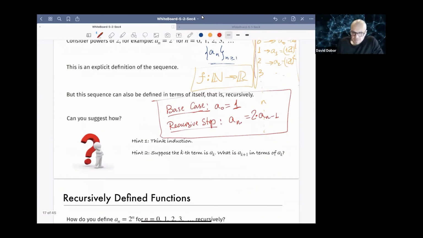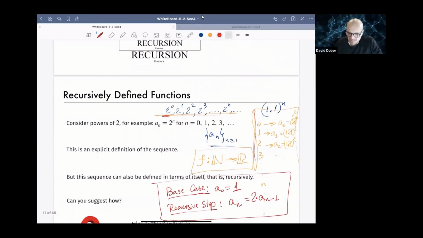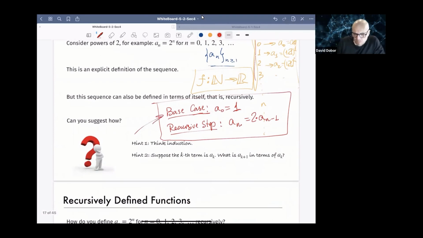Well, you can ask me, like, what is a sub 5? Well, I'll tell you, I don't know what a sub 5 is. You'll say, well, I know, and according to this mapping definition, I can tell you exactly what a sub 5 is. I take 2, take it to the 5th power, it's going to be 32. Exactly the answer.